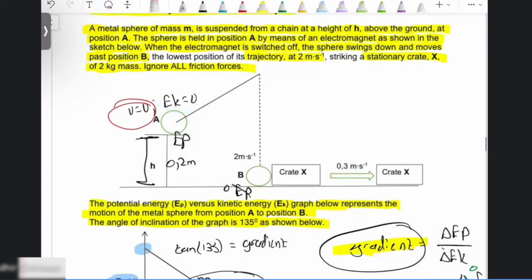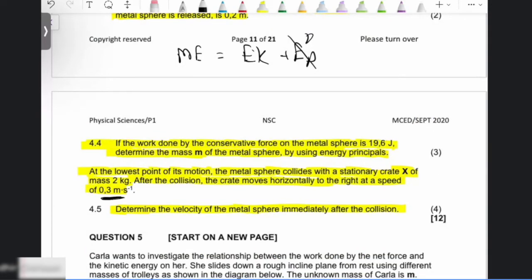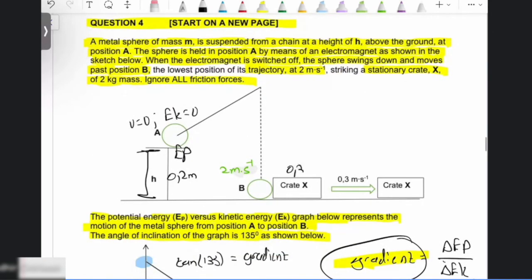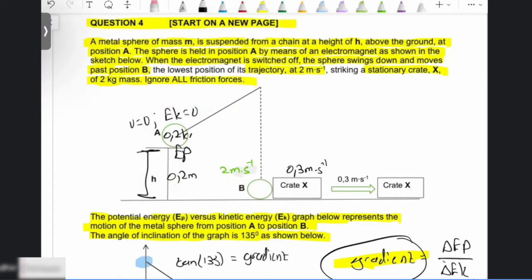Okay, so what we need to do now is we need to know the values. I don't like the way they've shown it, so I'm going to put it in green so we know it's specifically for the sphere. So I'm going to say that this is 2 meters per second, and that's for the sphere. The crate moves off at 0.3 meters per second. We know that the sphere has a mass of 0.2 kilograms.